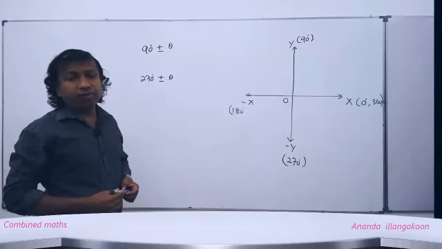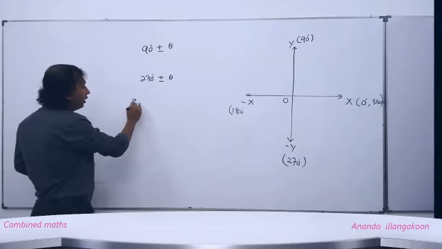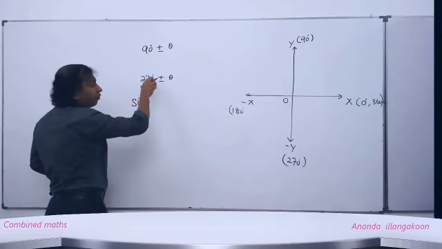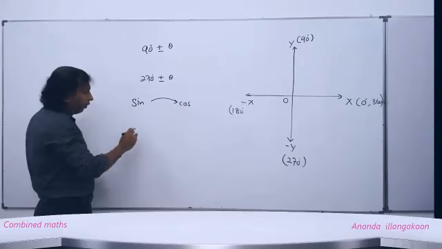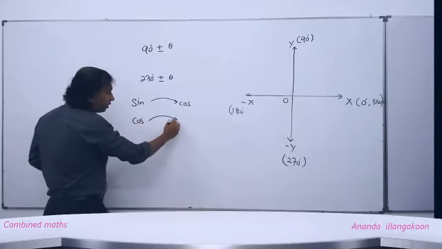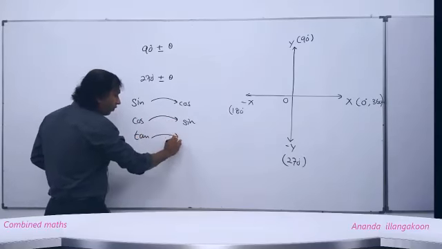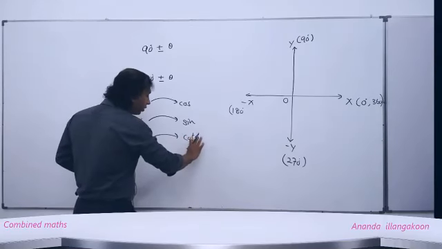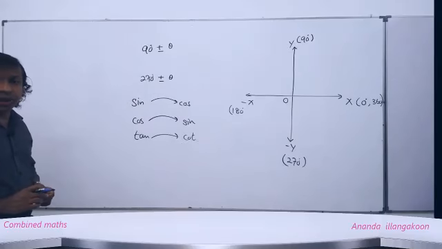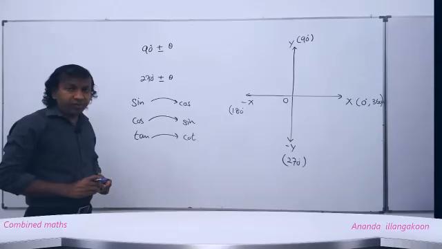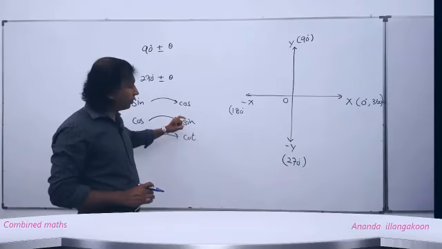For any of these angles, we said if we find sine of any of these angles, the answer is converted into cos. If we find cos, then the answer is coming in terms of sine. If we find tan of these angles, the answer is coming in terms of cot. And in addition to that, we said we need to determine the positive or negative sign of this coming answer.